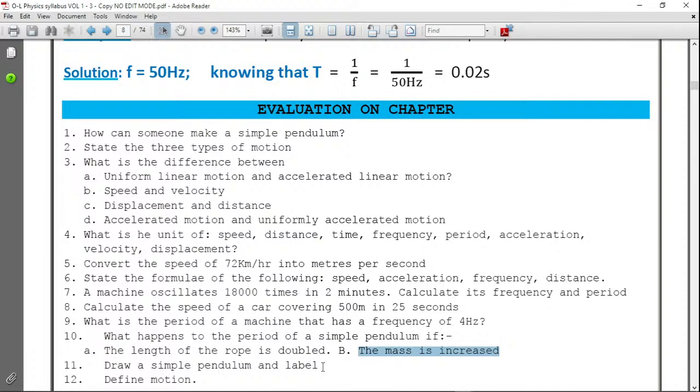Now draw a simple pendulum and label it. Define motion.